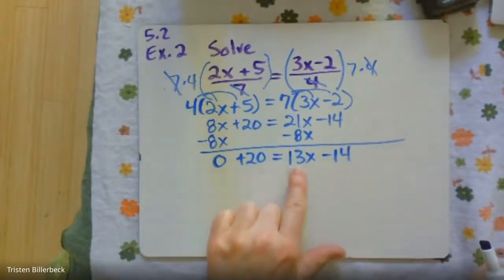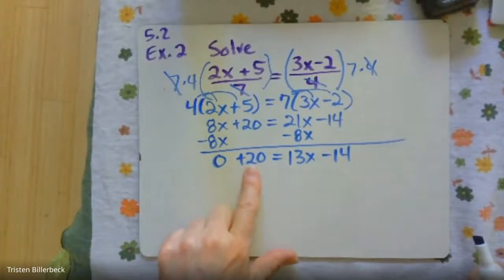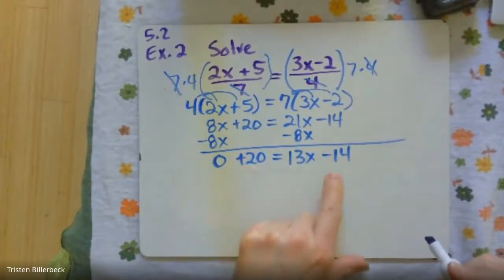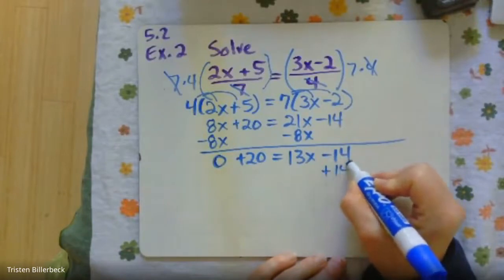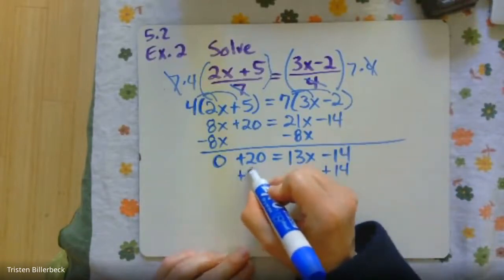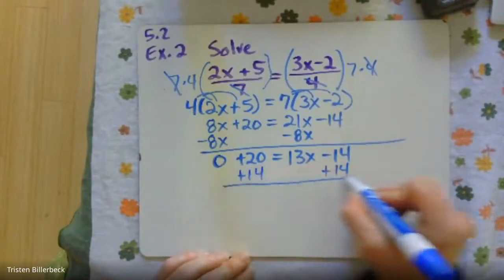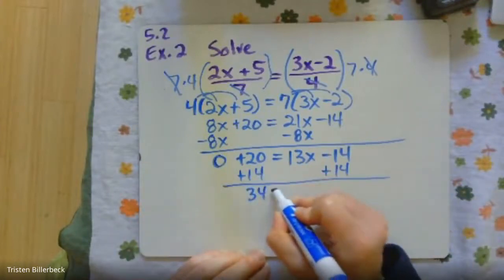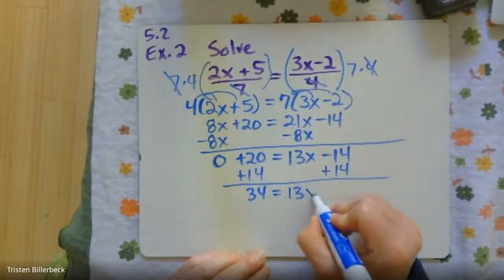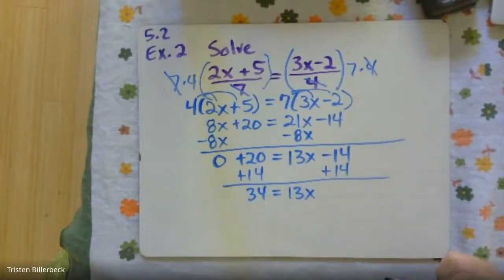Okay, so this is a variable, that's a constant, that's a constant. So we want to do the opposite here. So the opposite of negative 14 is plus 14. And that gives us 34 equals 13x. Well, that's not a very nice problem.